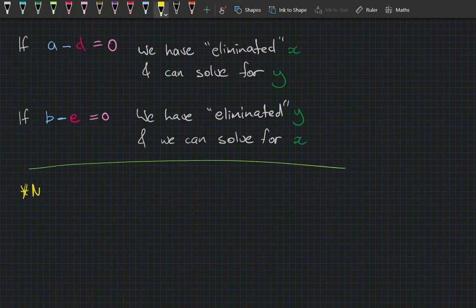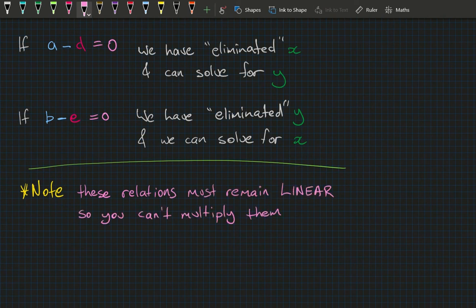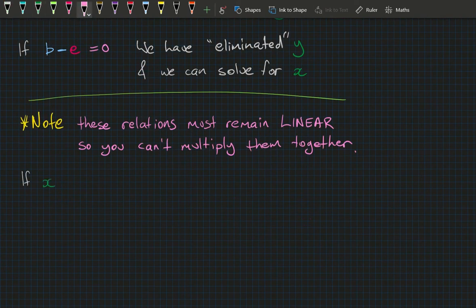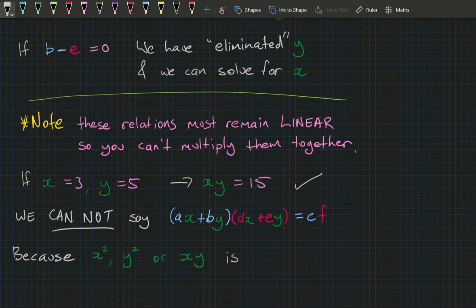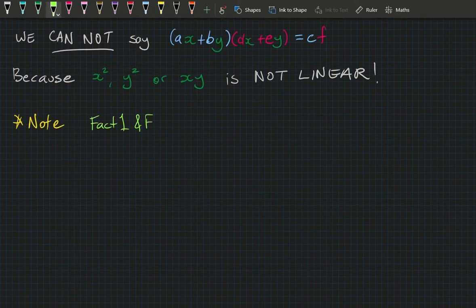Okay, it's really important to note that these relations must remain linear, so that means you can't multiply them together. So if we go back and say x is equal to 3 and y is equal to 5, you'll be happy to say that x times y is equal to 15. But we can't say that ax plus by times dx plus ey is equal to c times d, because we're going to end up with an x or y squared or an x times y, and that is no longer a linear relation.